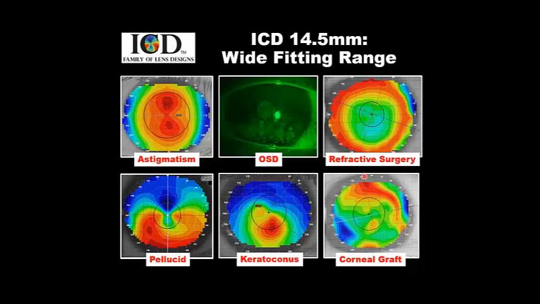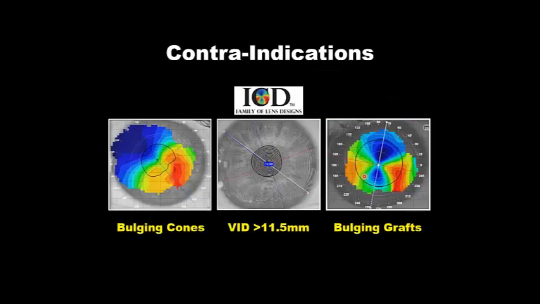We've easily fit it on normal eyes, post-refractive surgery, and surprisingly, the smaller version of the lens can manage some keratoconus and some graft patients. But I'd be concerned with any bulging eyes. The smaller diameter lens cannot create as much vault as the big 16-5 can. So it's not the best for the bulging eye. A 16-5 lens is much better for those eyes. So contraindications for the ICD 14.5 would be any bulging cones or bulging grafts, as well as any larger corneas.